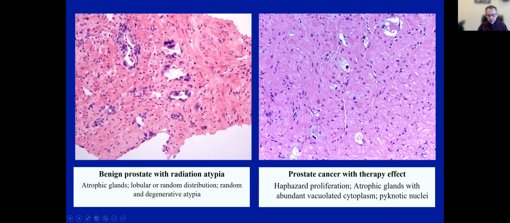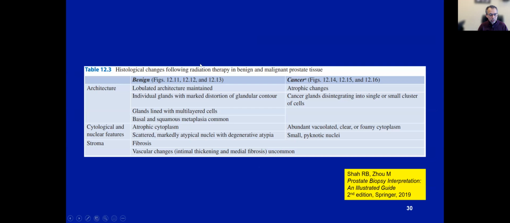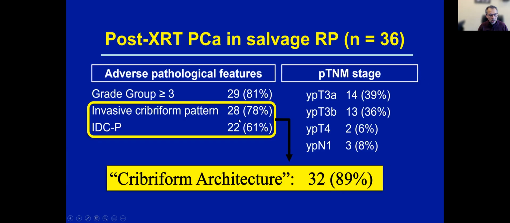And the importance of this is that you do not want to call this a regular cancer and grade it, because you can overgrade these cancers if you do not recognize the treatment effect. And these are not clinically significant cancers. So here is a summary of these treatment effects that I discussed with you, which you can use, either this table or our book.